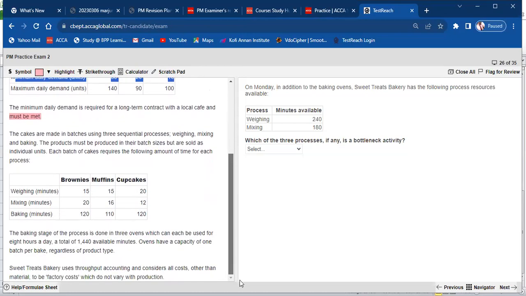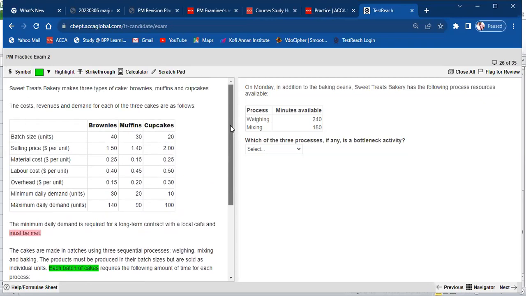The cakes are made in batches using 3 sequential processes: weighing, mixing, and baking. The products must be produced in their batch sizes, but are sold as individual units. Each batch of cakes requires the following amount of time for each process. So here, the examiner is playing tricks, and I use the word advisedly. The time required for the production of the cakes is per batch. But the demand is said to be in units. So be very careful here.